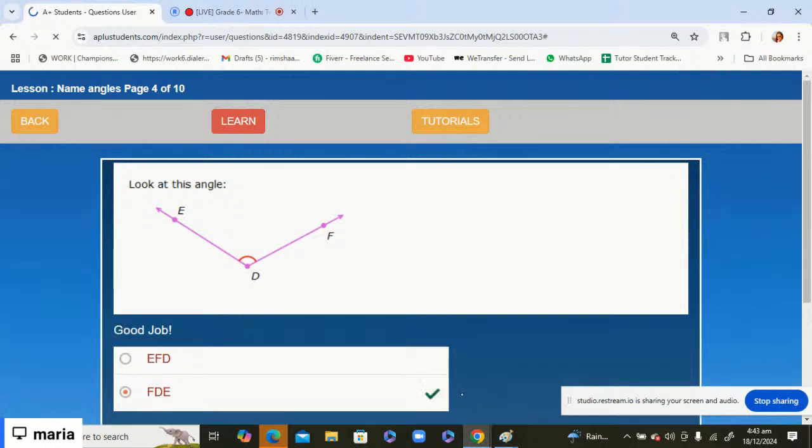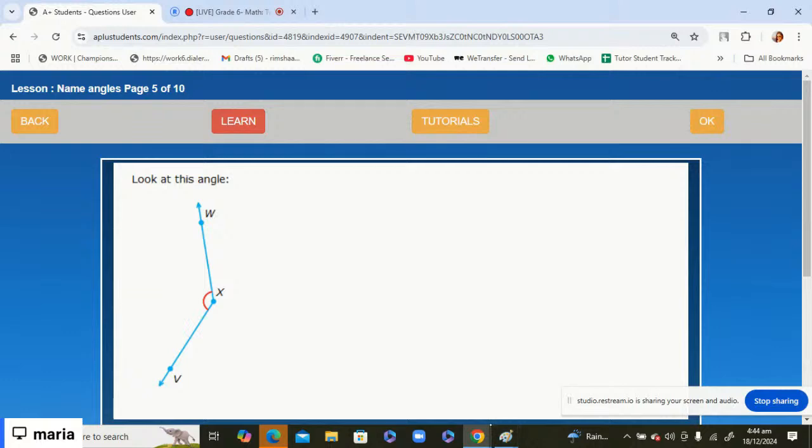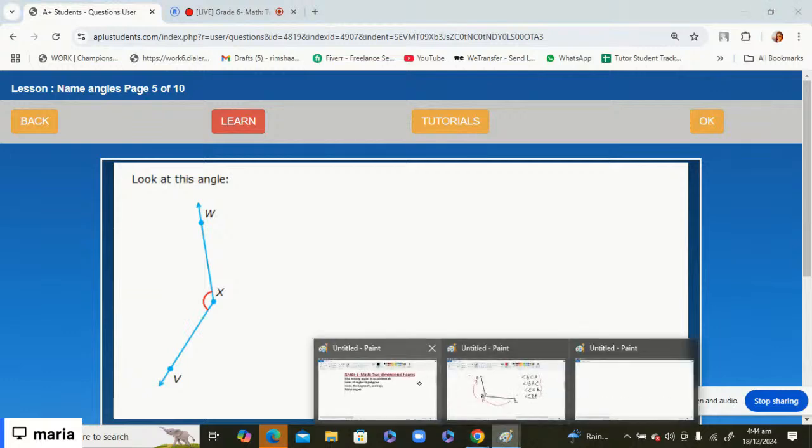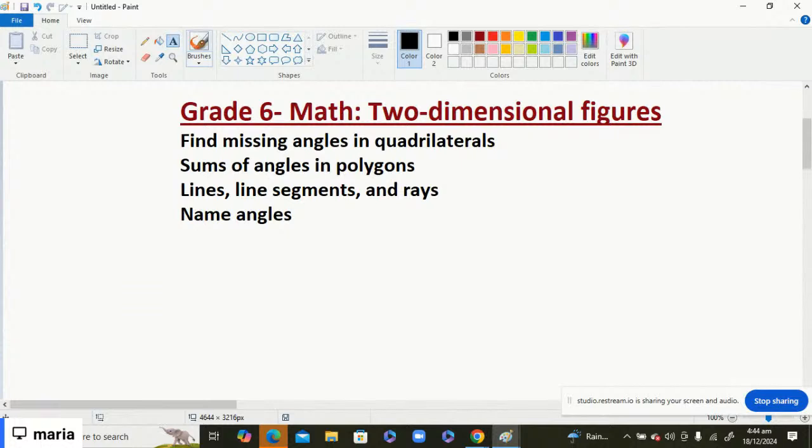So today we discussed the lesson. Hope you guys understand this lesson. Today we discussed grade 6 maths two-dimensional figures. And here are the lessons: find the missing angles in the quadrilaterals, sum of the angles in the polygons, lines, line segments, and rays, and name the angles.